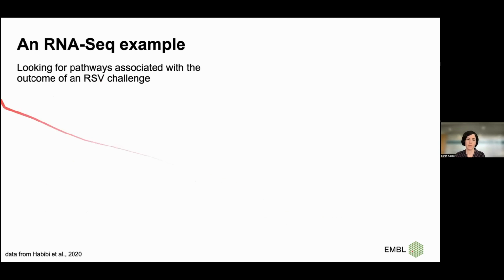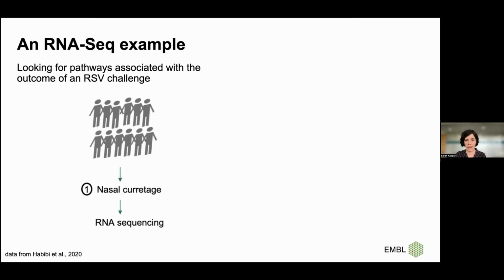Okay, so now finally we are going to look into real data from a publication. In this, the authors were looking for pathways that are associated with the outcome of an RSV challenge. RSV is a respiratory syncytial virus that small kids often get, and they get very sick. So they had a group of adult volunteers. From them, they got nasal swabs, which went to RNA sequencing. So they had the gene expression profile from the nasal tissue for each of these volunteers.